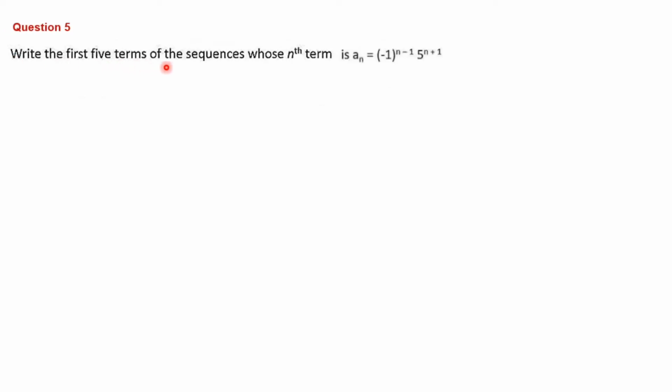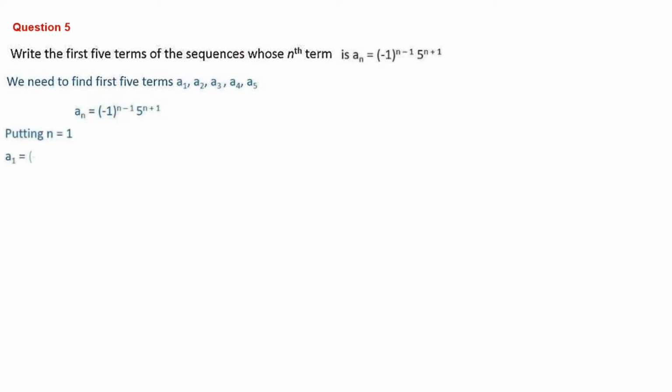Write the first 5 terms of the sequence whose nth term is an is equal to minus 1 the whole power n minus 1 into 5 power n plus 1. We need to find the first 5 terms as a1, a2, a3, a4 and a5. Then an is minus 1 the whole power n minus 1 into 5 power n plus 1. Here we need to be careful with the calculation. The process remains the same. Replace n, put the corresponding position number.